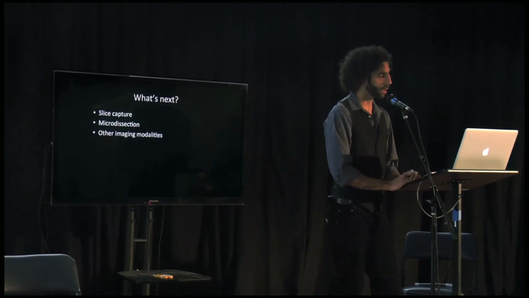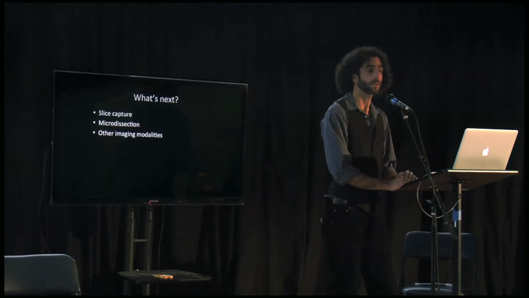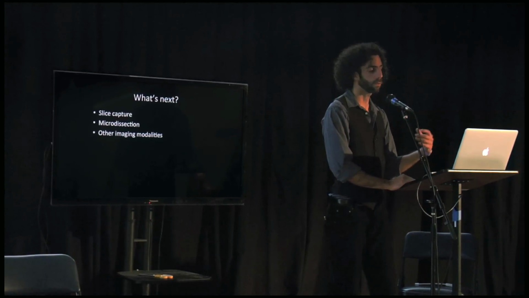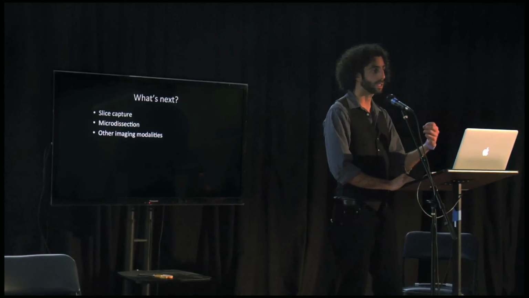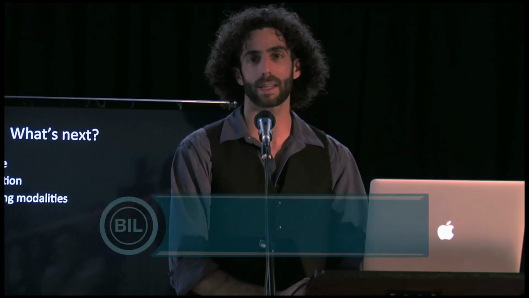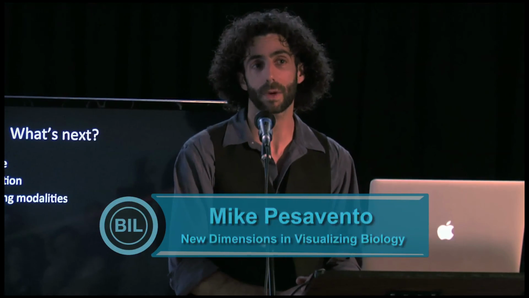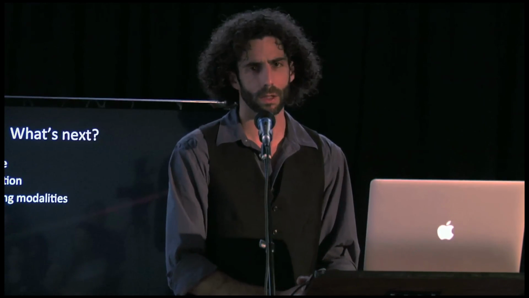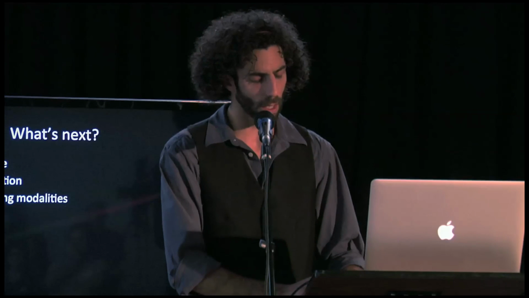So what's next? A couple of the future things that we want to do is look at the output from this slice. We can capture the slice after we image it, and once we capture it, we can do a microdissection. We know that there's this fluorescent label on it, and we can dissect out whatever the tissue is that has that label and pass that to a gene sequencing machine, for example, and be able to identify the genes that are labeled in that area.